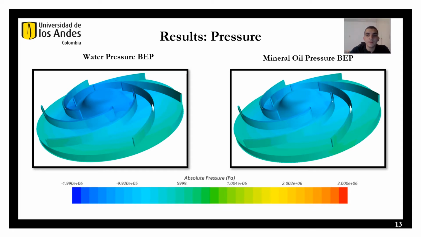In the BEP, we can see that this phenomenon also occurs. This can be explained by Bernoulli's law, which tells us that an increase in velocity implies a reduction in pressure. On the other hand, during the simulation, the pressure outside the volute was taken as a reference point, which explains the negative values.